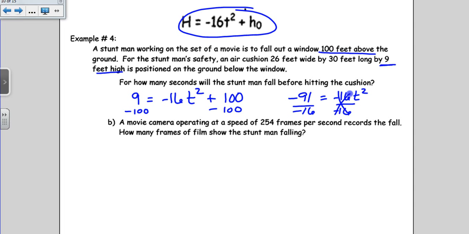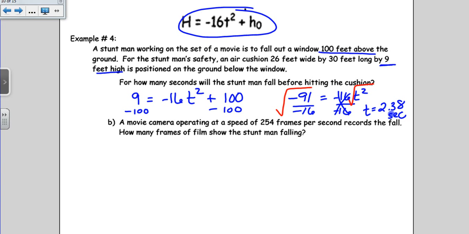And I don't really know what decimal that comes out to because I don't have my calculator in front of me. But the last thing I'm going to have to do is square root both sides. So once I take negative 91, divide by negative 16, and square root, I think I get an answer of approximately 2.38. So the stuntman is going to fall for roughly 2.38 seconds. Now the reason I didn't put a plus or minus is because this is a real-life application. It doesn't make any sense to say that he's going to fall for negative 2.38 seconds.